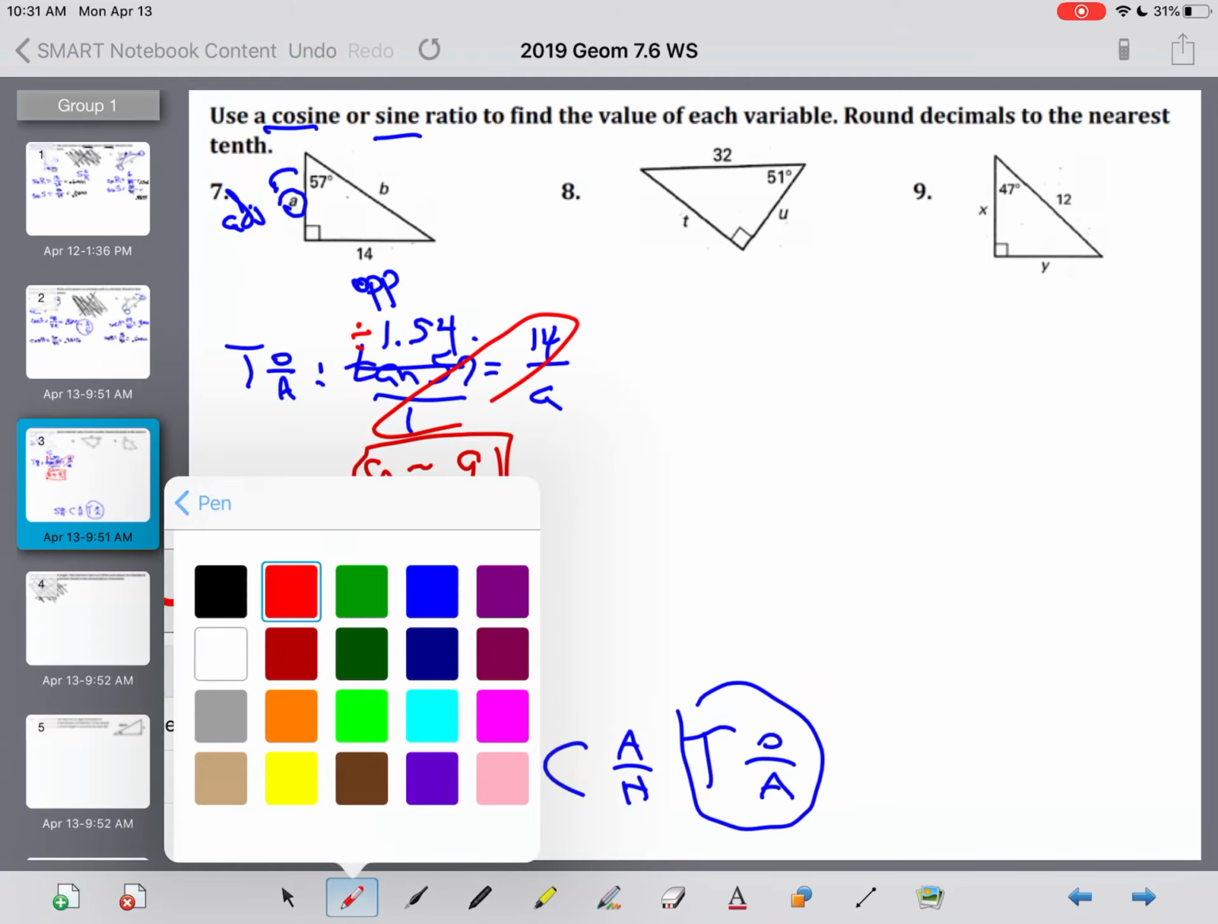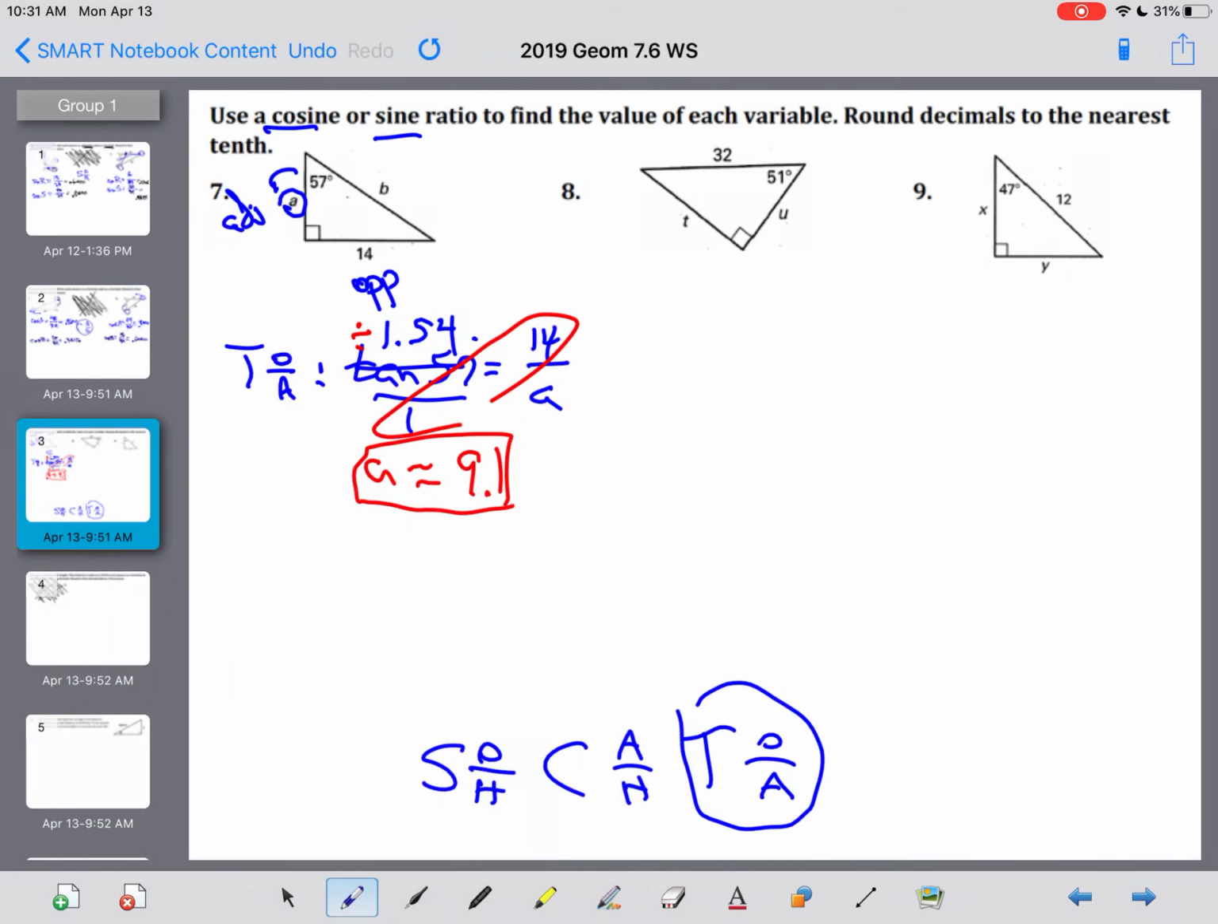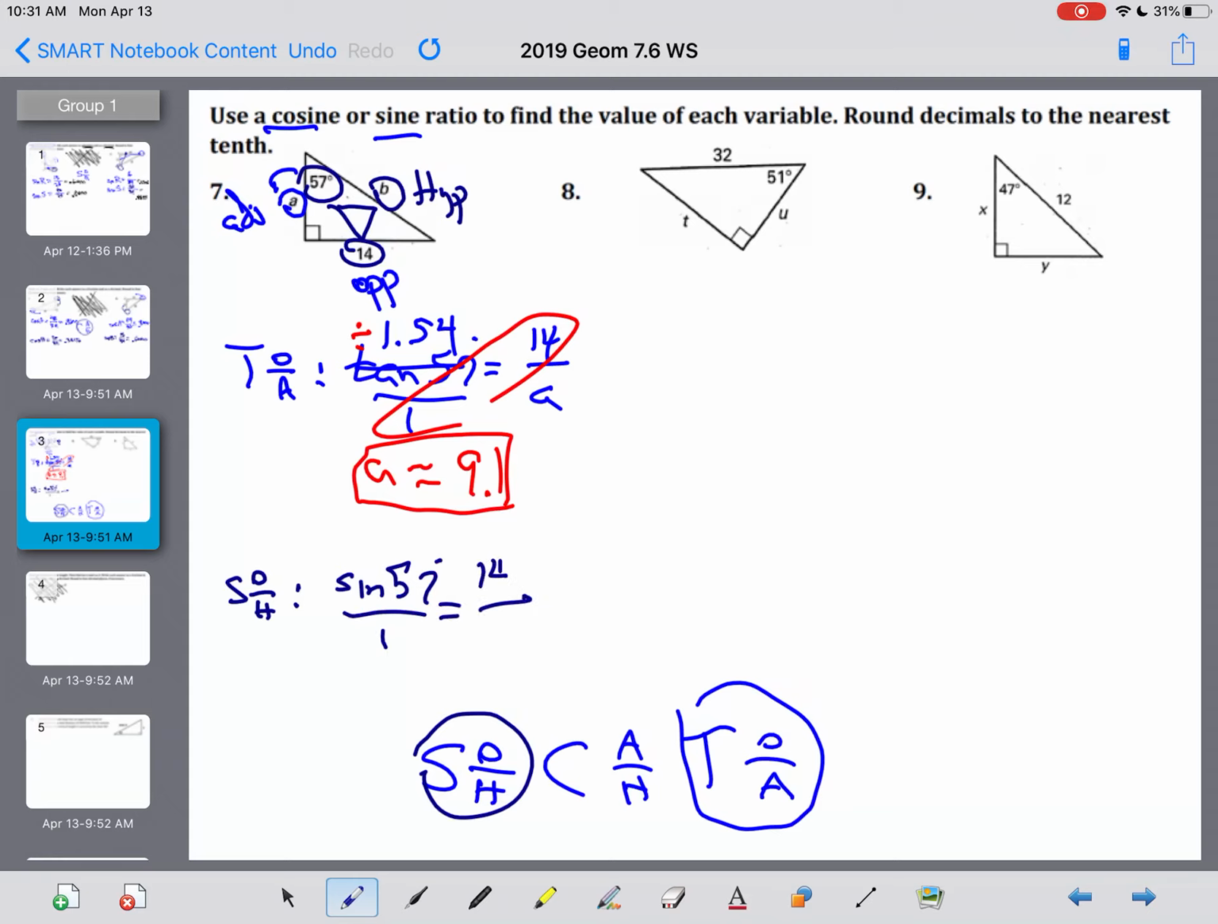And now if I go ahead and continue this problem to figure out b, I can use these two here, which are opposite and hypotenuse. So opposite and hypotenuse is going to be this one. So I'm going to say the sine of 57 degrees over 1 equals 14 over b.